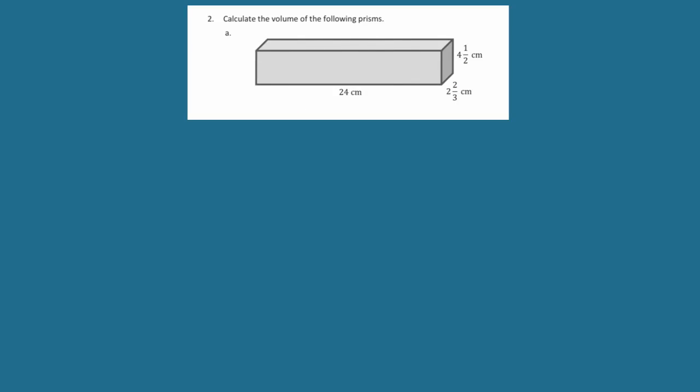Moving on to our next example, it's the same exact thing that we're going to do. So we'll do volume equals length times width times height. And then we can label each of these values. So this is width, and then this one can be height. Now we just plug them right into the formula. So volume equals the length, which is 24 centimeters, and then times the width, which is 2 and 2/3 centimeters, and then times the height, which is 4 1/2. Again, I'm just going to turn these into improper fractions.